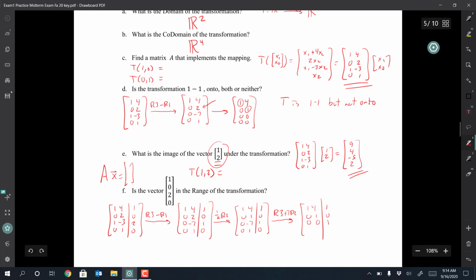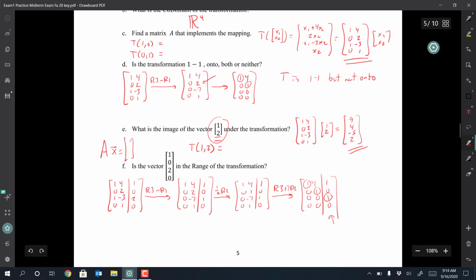And at that point, I can really stop. I could certainly do one more operation to get a row of all zeros down here. But if I'm identifying the pivots now, I see there is a pivot in the far right augmented column. That means there's no solution to the matrix equation. That tells me the vector is not in the range.